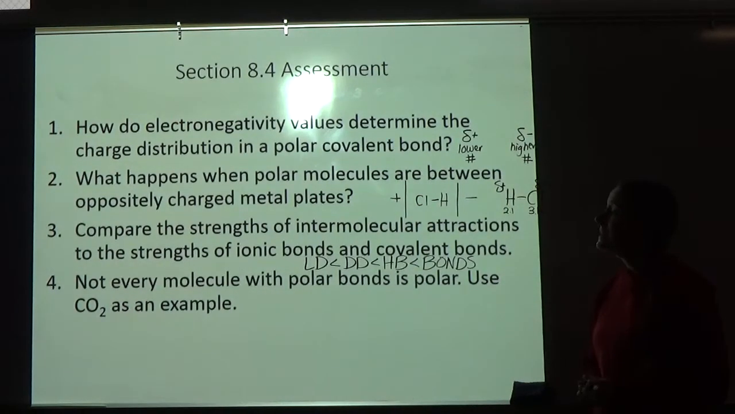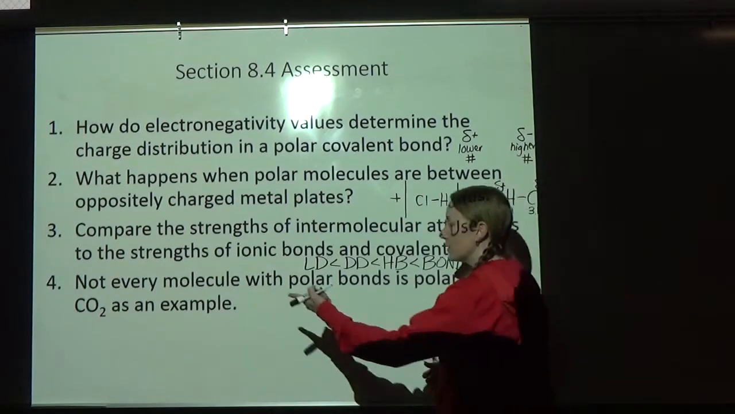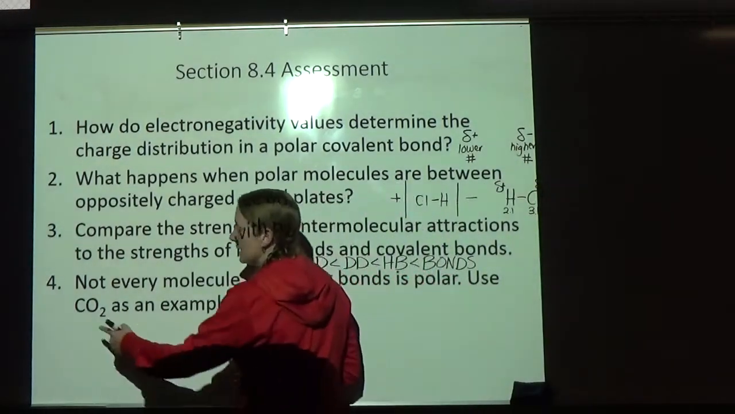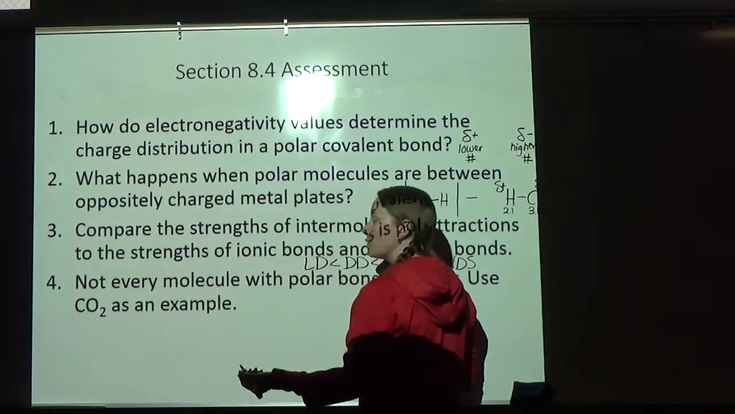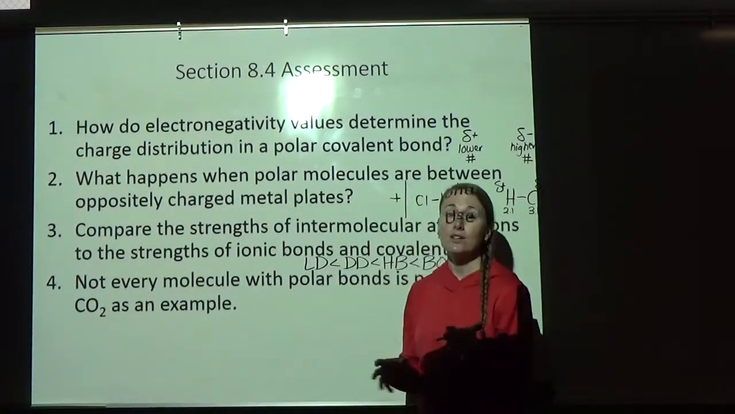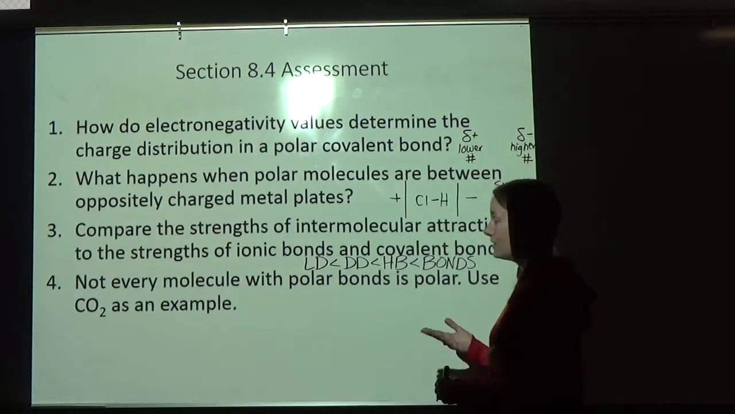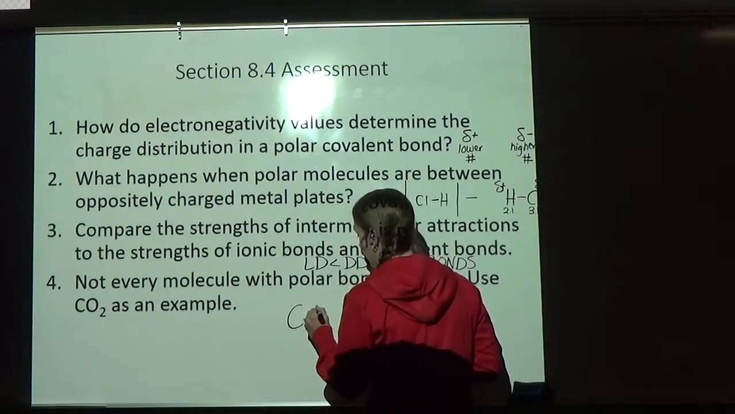So number 4, it says not every molecule with polar bonds is polar. Use CO2 as an example. Well, first we have to draw it. So C has 4 valence electrons, O has 6 times 2, which is 12, plus 4, which is 16. If you're not good at Lewis dot structure yet, go back to the 8.2 videos, because I'm not going to slow down on that anymore.